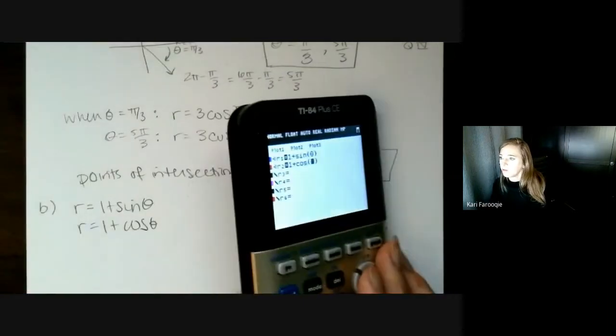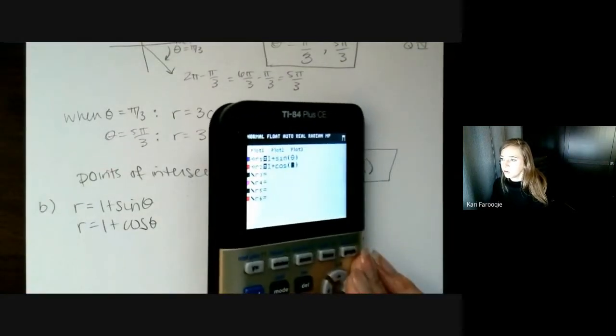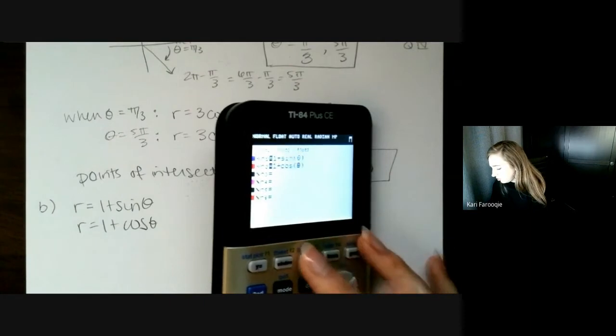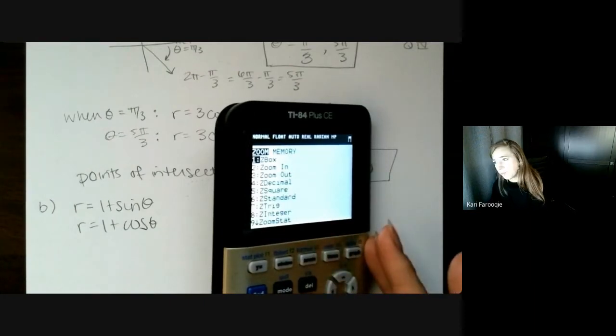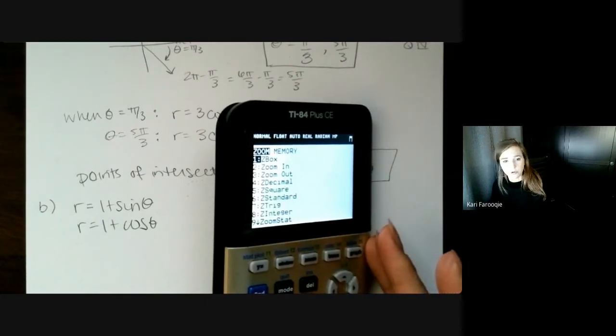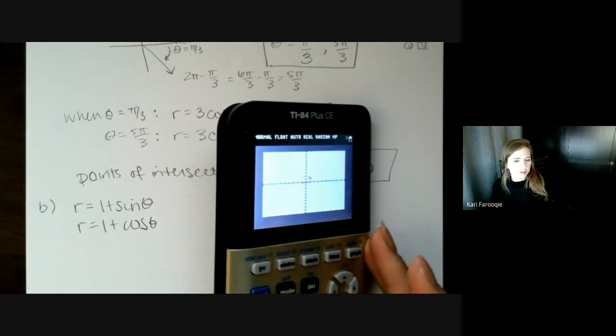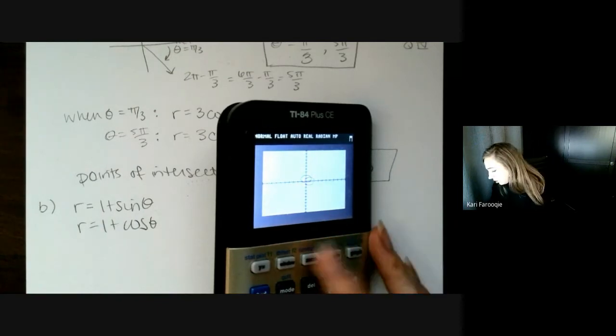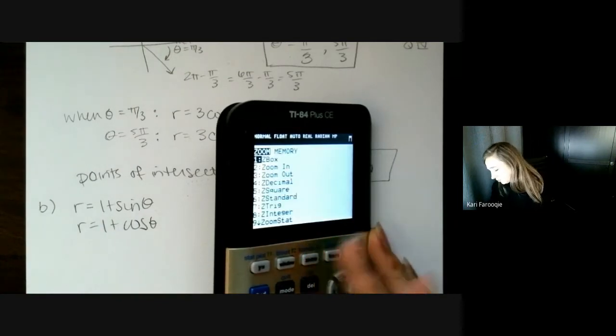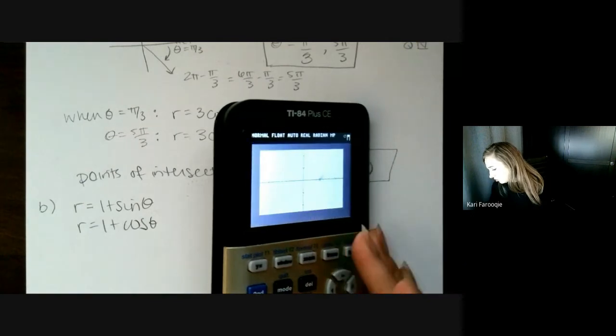Okay, so we have 1 plus sine theta, 1 plus cosine theta. I'm going to go with Zoom Standard for right now. My window was already set from 0 to 2 pi, so I'm going to leave it there. All right, so there's one cardioid and there's another one. I'm going to zoom in from the center, so I'm just going to hit Zoom, 2, enter.